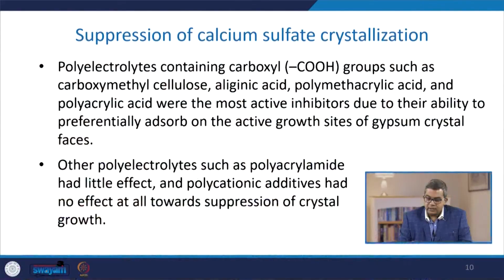Now, suppression of calcium sulfate crystallization. Polyelectrolytes containing carboxylic COOH groups, such as carboxymethyl cellulose CMC, alginic acid, polymethacrylic acid and polyacrylic acid, were the most active inhibitors due to their ability to preferentially adsorb on the active sites of the gypsum crystal face. Other polyelectrolytes such as polyacrylamide had little effect, and polycationic additives had no effect at all towards the suppression of crystal growth.